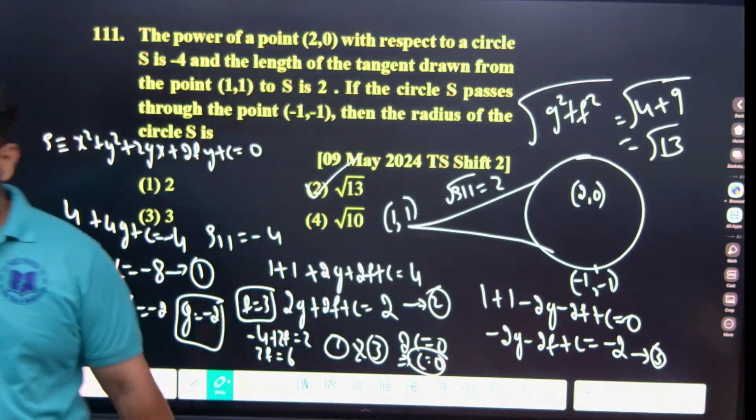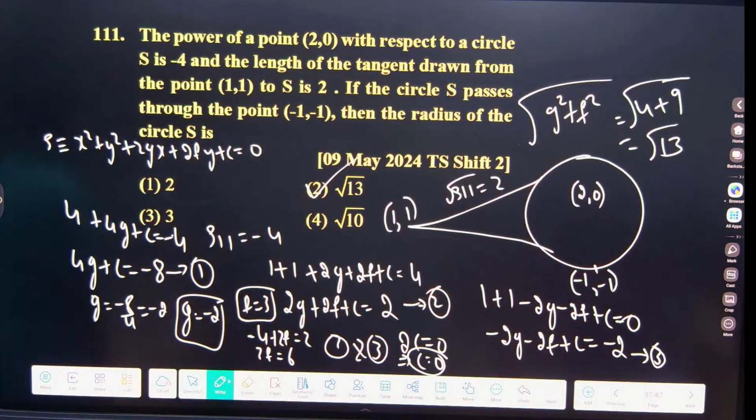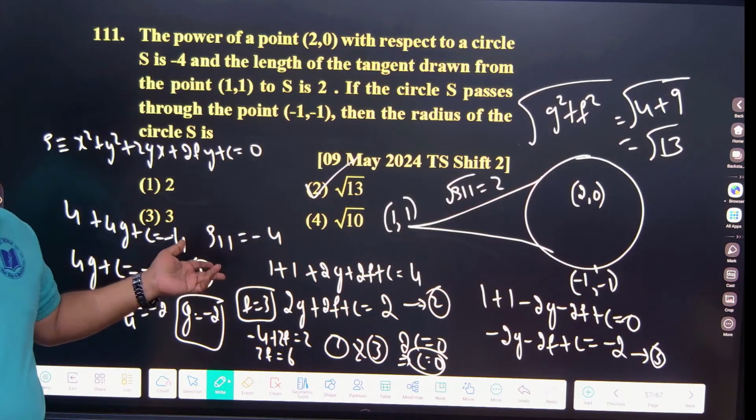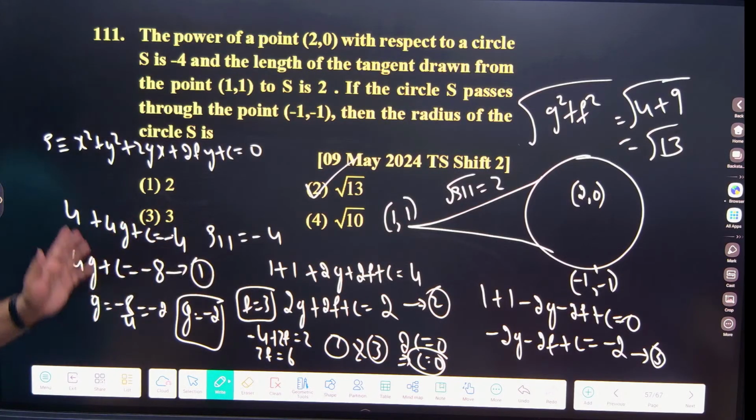Understood? Three conditions you will get, you will solve that, you will get the answer. See, the concept is simple, but it is a little lengthy. It will take 1 or 2 minutes, that's all. Okay, in other questions you have to save time to solve these questions. Getting it? You have to have some patience.